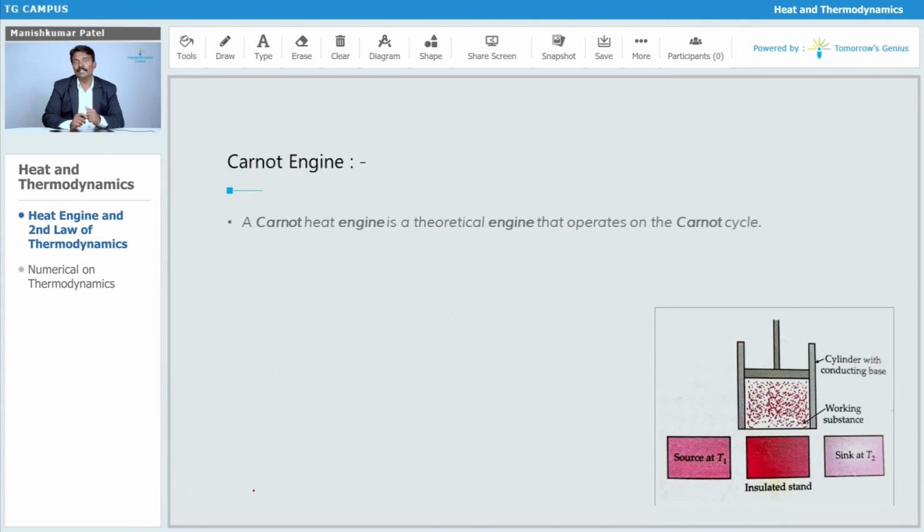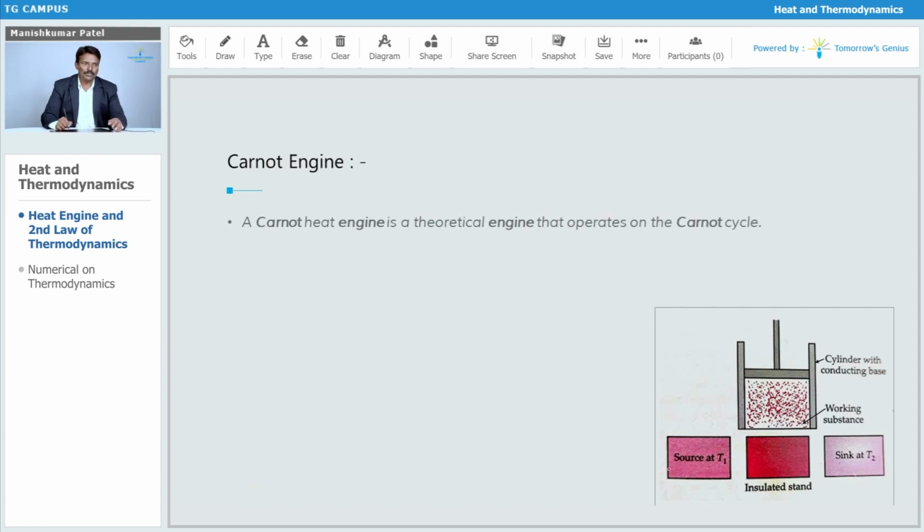Now we will see a very interesting thing, that is a Carnot engine. It's a theoretical engine that operates on the Carnot cycle. It's not a practical one, it's an ideal one. That's why it's called the theoretical engine. That means it is a reference one.